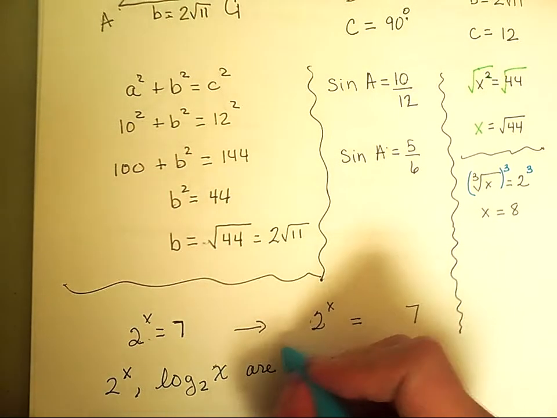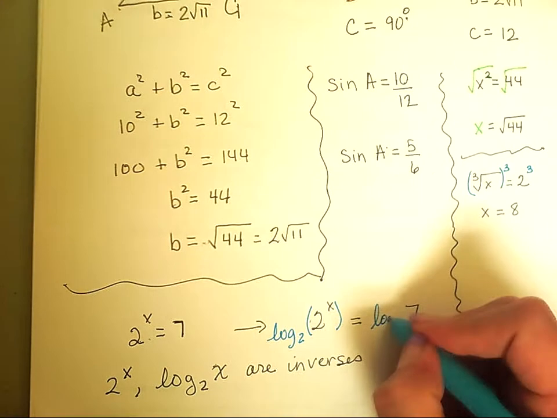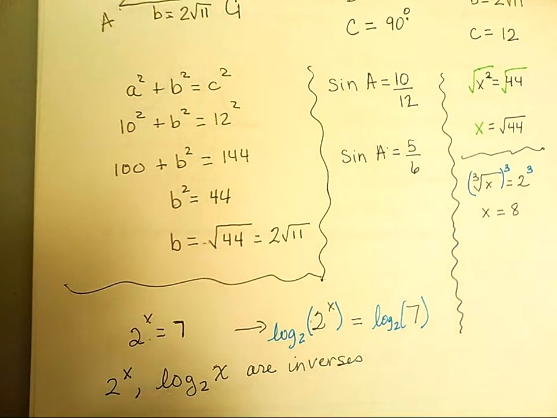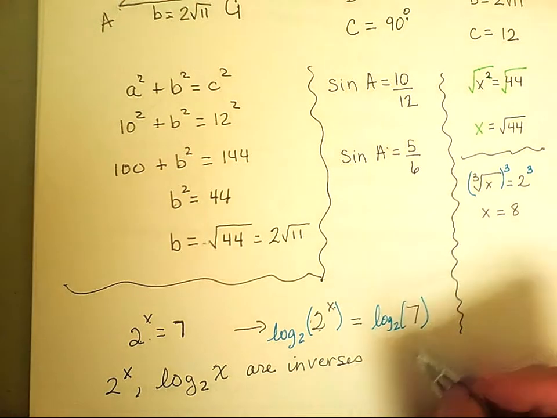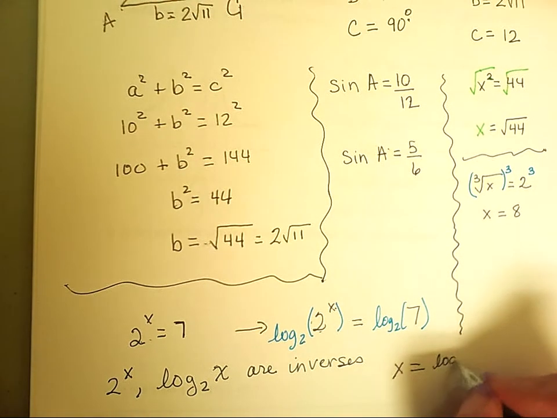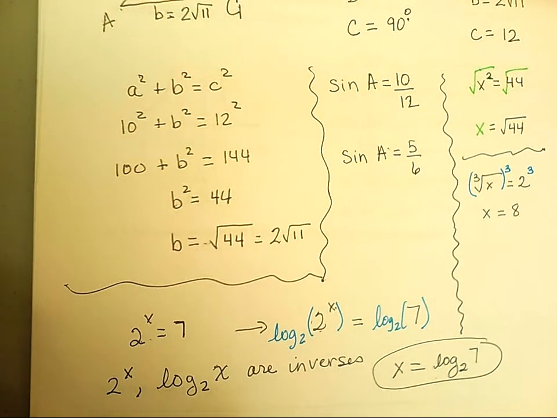I could have taken the log base 2 of both sides. Now, because these were inverses of one another, the log base 2 of 2 to the x was just x. And then we said x was equal to log base 2 of 7. So it was a bizarre way for us to get to this. It felt bizarre in the beginning.